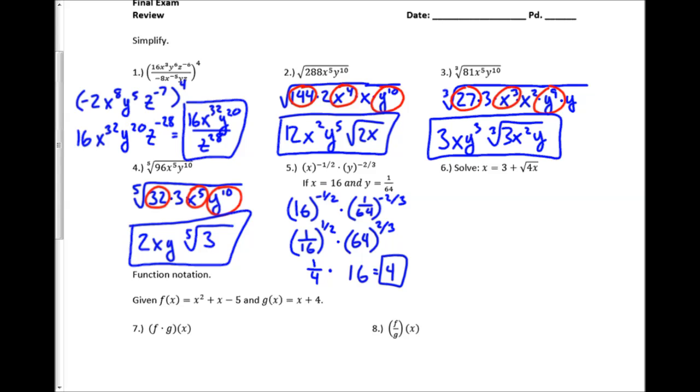In number 6, we want to solve this, and the first thing I'm going to do is isolate the radical symbol, so I'm going to subtract the 3 from each side. When I do that, I end up with x minus 3 equals the square root of 4x. And now to undo the square root, I'm going to square each side.